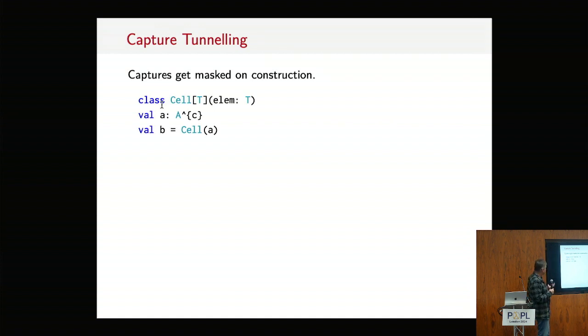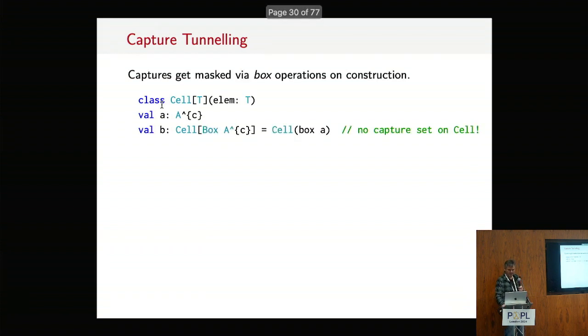So with boxes, captures get masked on construction. Here we have a type constructor. It's simpler than list. It's just Cell. So it takes an element and it's generic. It has a type parameter T and an element of type T. Now we have a capability that essentially captures another capability C. And the question is, if I form Cell of A, what happens? So what happens when I expand this?